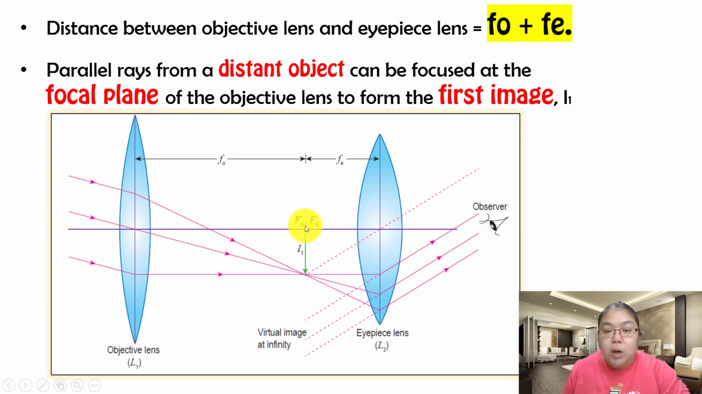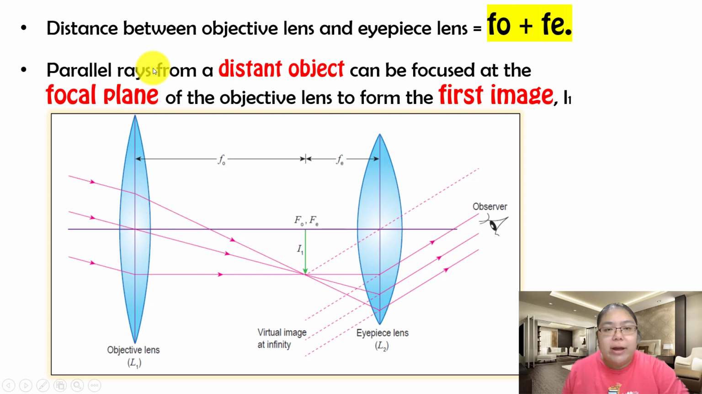After that, one more point is here. FO and FE are located at the same point. This one is FO, this one is FE, and they are located at the same point. So I can say now that the distance between the objective lens and the eyepiece lens is exactly FO plus FE. If FO is 50 cm and FE is 10 cm, the total distance is 60 cm. But the microscope just now was more than that, because the center still had a space. So this is the difference between the telescope and the microscope.